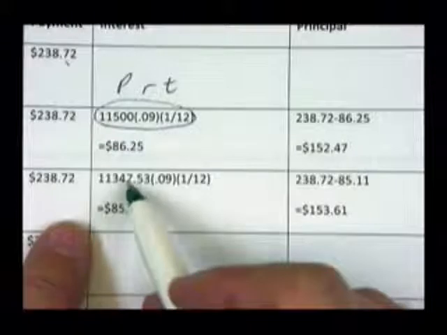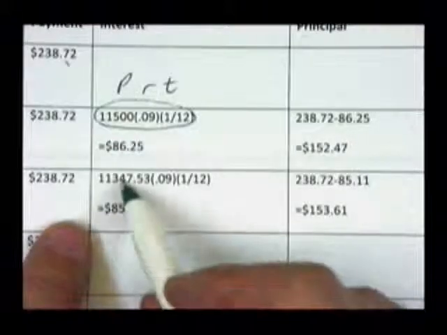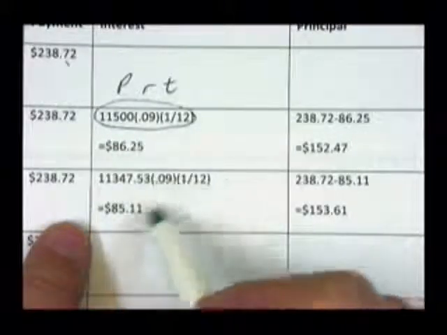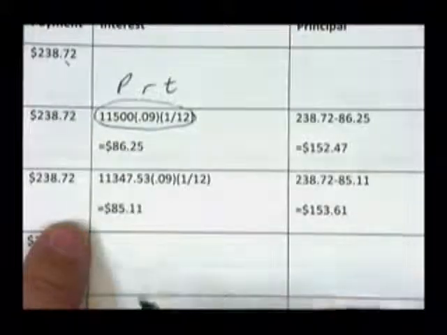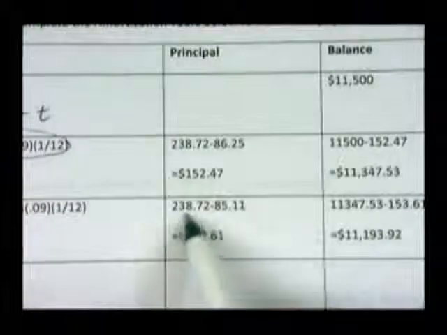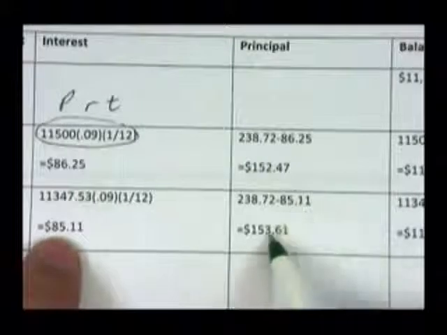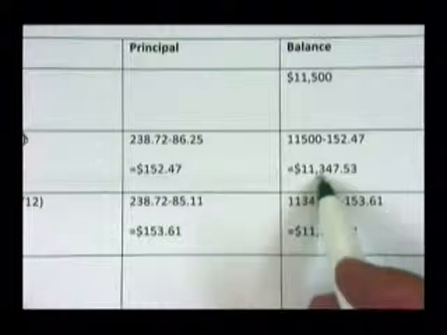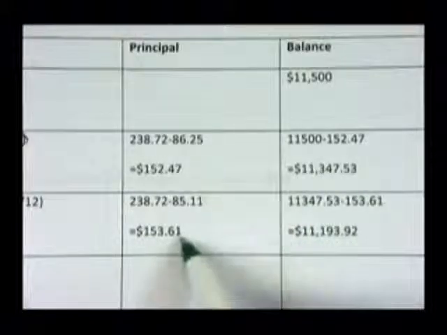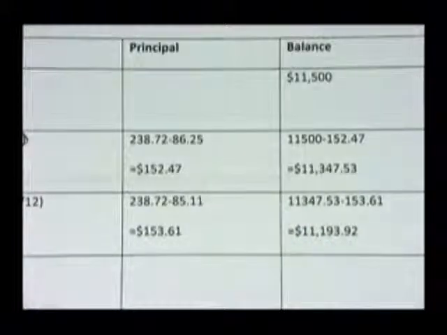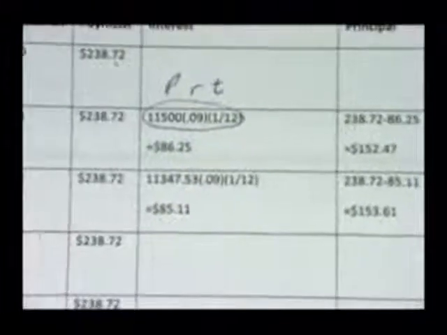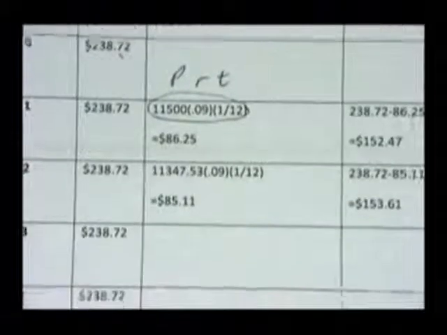$11,347.53. And you want to find the interest that you're paying on that. So you take that principal times the rate times the time, and here's the interest that you're paying in the second month. Then to figure out how much of that goes to pay off principal, you take your payment minus how much went to interest, over here. That's how much went to pay off principal. And then you can take what your principal was from here, subtract off how much you're paying, and this gives you the next value. So if we go to the next month, we'll just do one more month here.